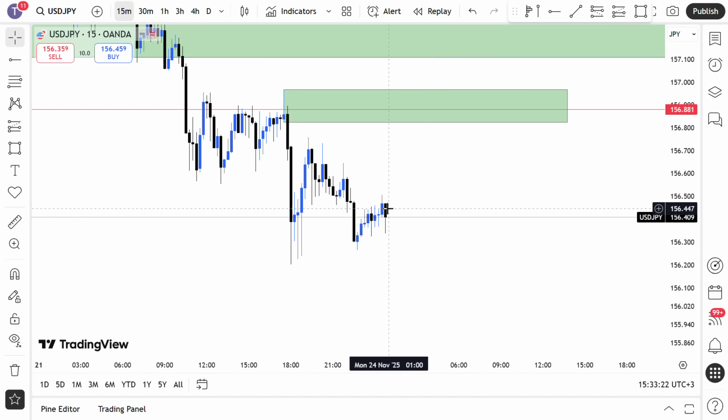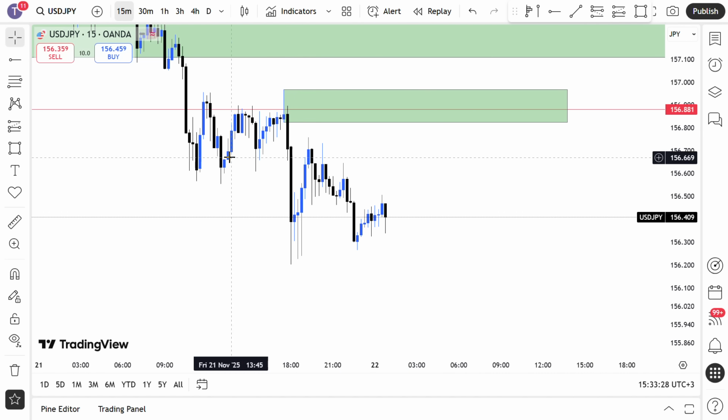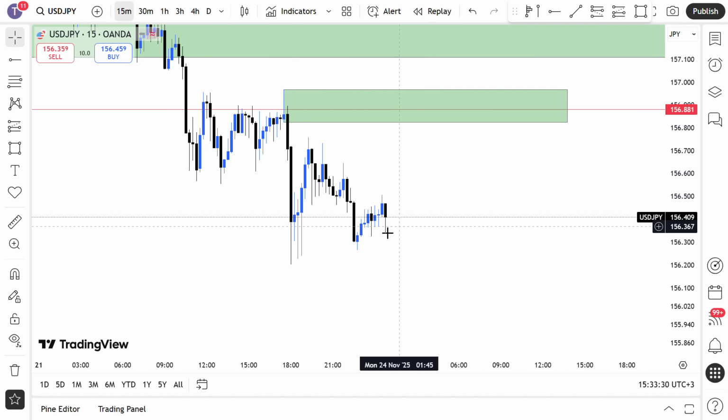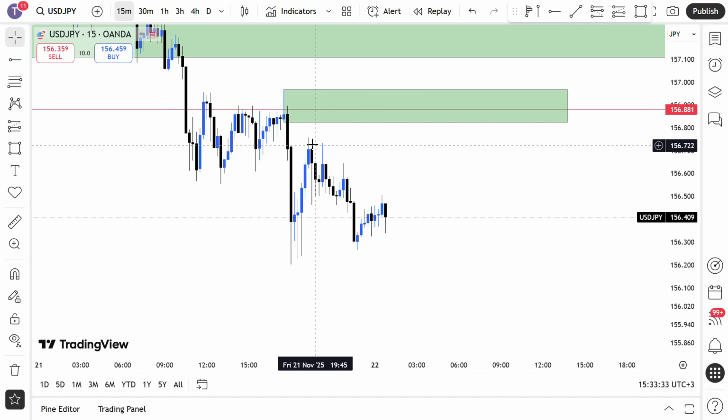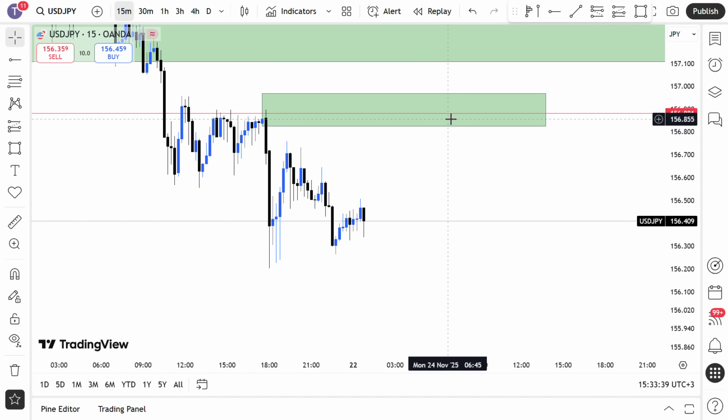So I expect USD to clear this low, and after clearing this low, I will expect USD to pull back to take these highs as inducement, to take these highs as liquidity before moving down. So my entry point will be at this point.